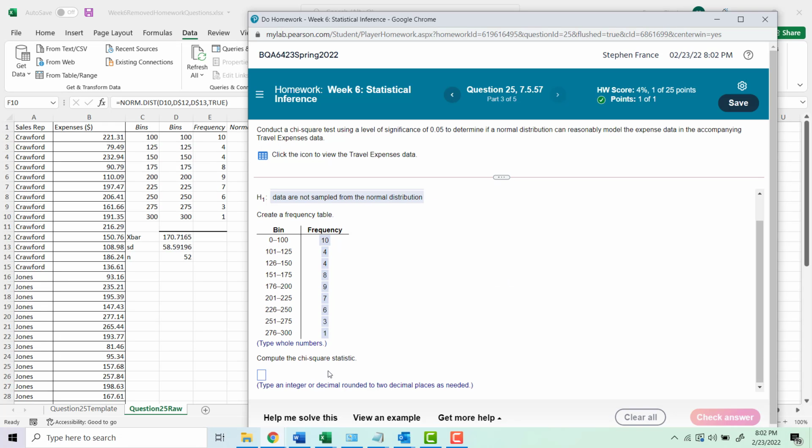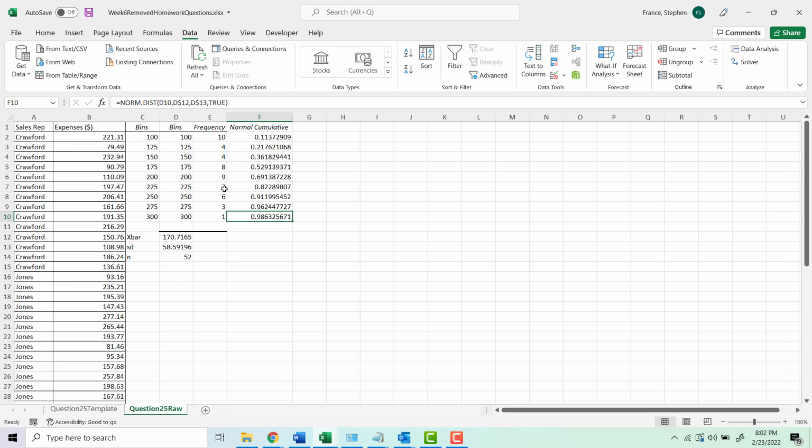Okay, excellent. And yeah, this is not the one with help me solve it. I'll give you an example. So basically, we now have to calculate the chi-squared. Go away and calculate it.